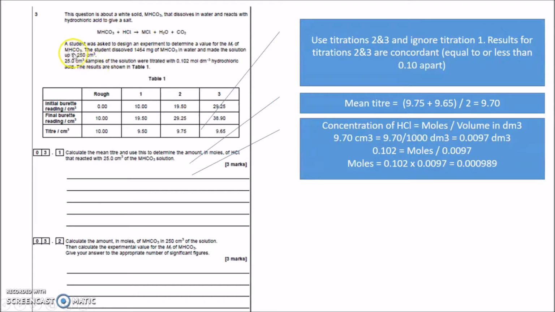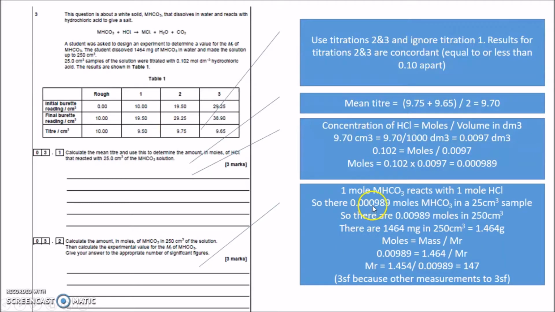But it's in the 25 centimetre cubed sample, so I need to scale it up to what would be in the 250 original volume. So I do 250 divided by 25 is 10, and multiply by 10. I've got to multiply up by 10. So I take this value and multiply it up by 10. So now I've got 0.00989 moles in the 250 centimetres cubed. What else do I know?